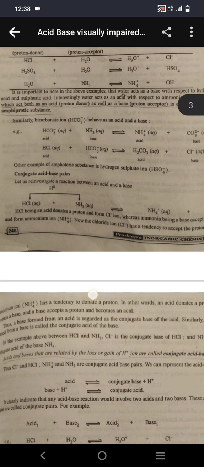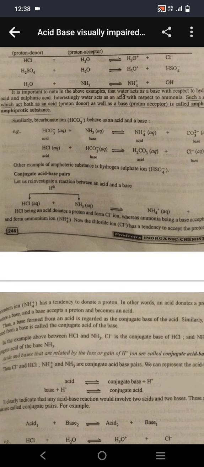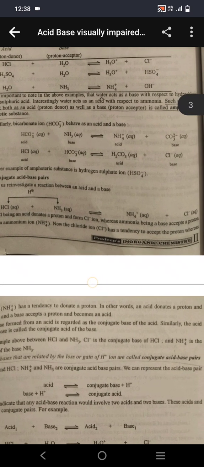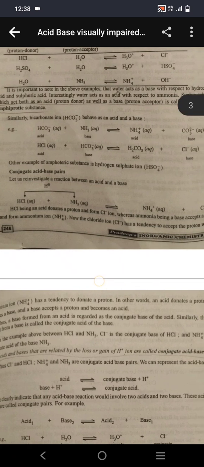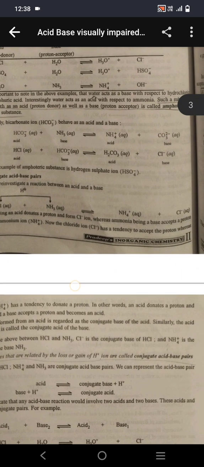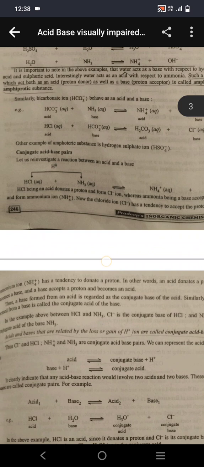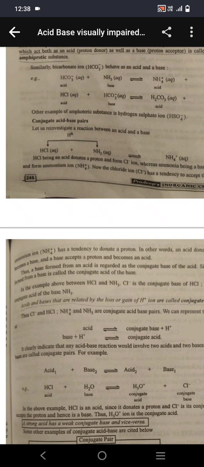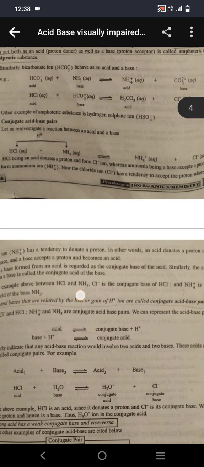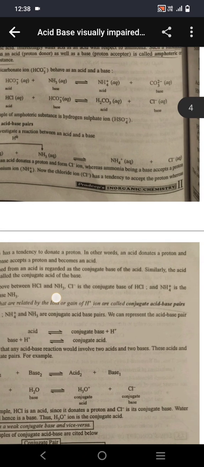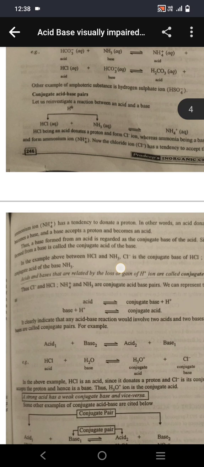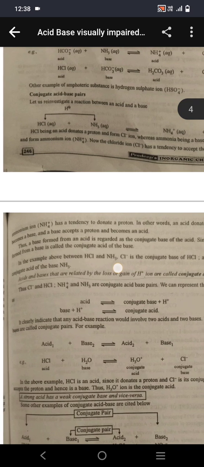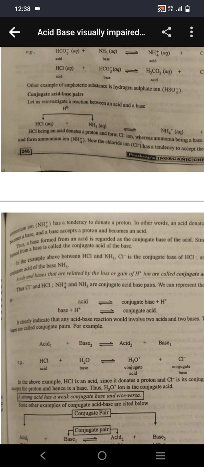HCl, being an acid, donates a proton and forms the Cl⁻ ion, whereas ammonia, being a base, accepts a proton and forms the ammonium ion. Now the chloride ion has a tendency to accept the proton, whereas the ammonium ion has a tendency to donate a proton. In other words, an acid donates a proton and becomes a base, and a base accepts a proton and becomes an acid.